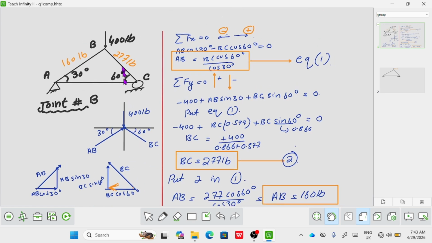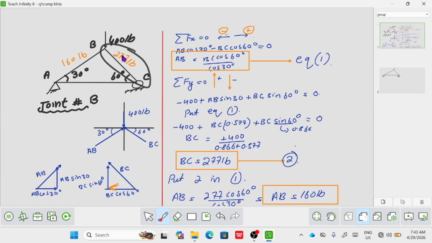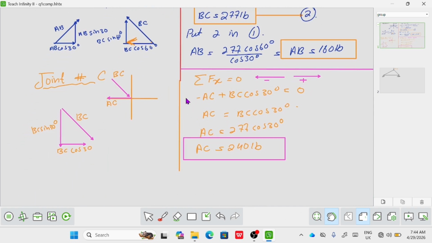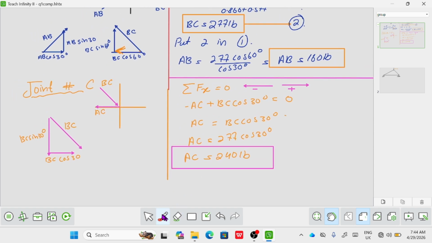Next I will take joint C. At joint C there are two members: one is the BC member and the other is the AC member. In these two members, one is known and only AC is unknown, so we will find member AC. If I take joint C and draw it in the XY coordinate, this will be BC and AC.